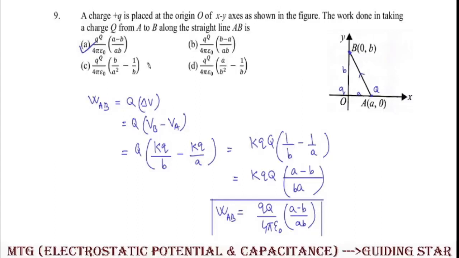The rest are B minus A by AB, B by A square minus 1 by B. So all these other options will be wrong. So option A will be the correct one.